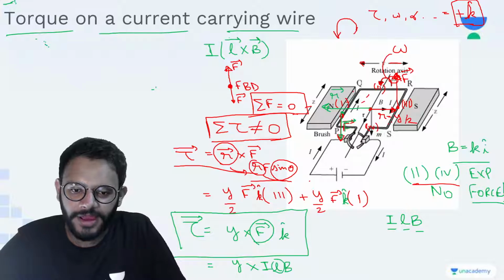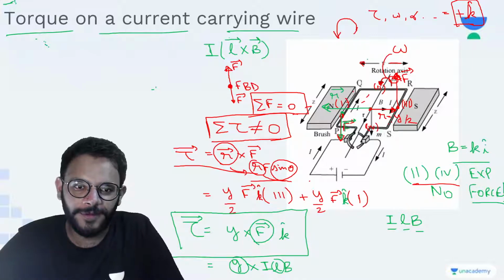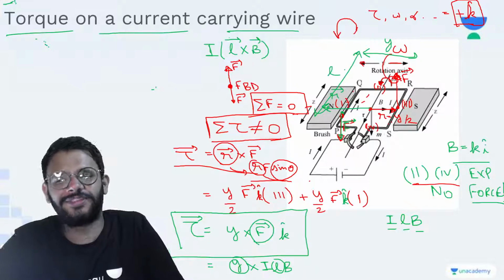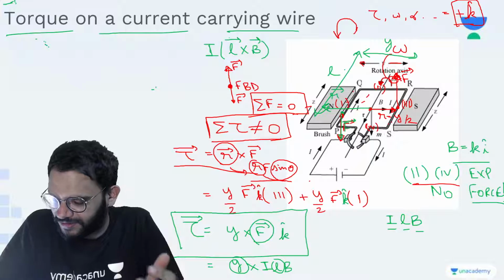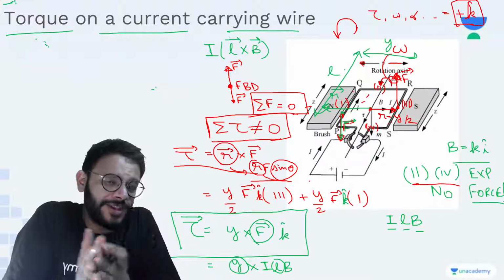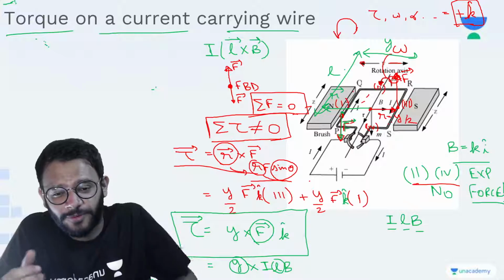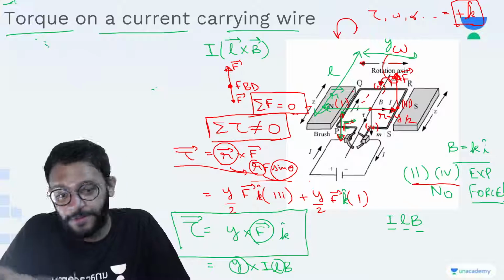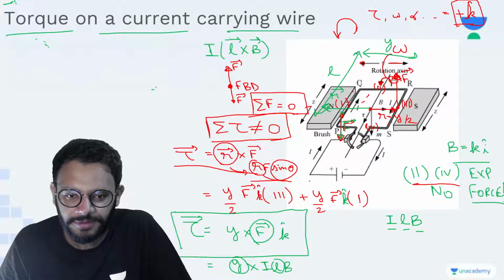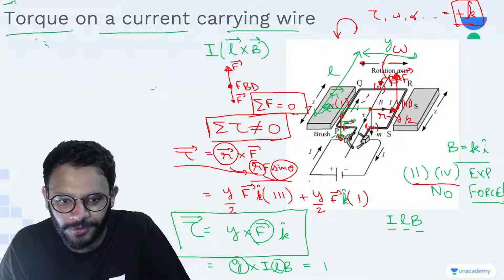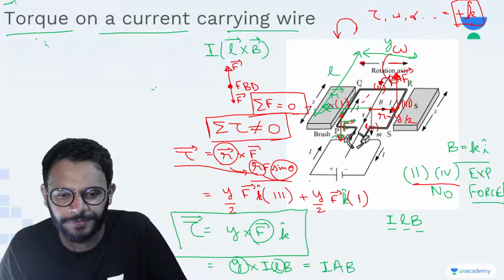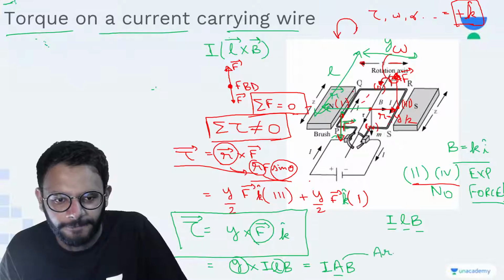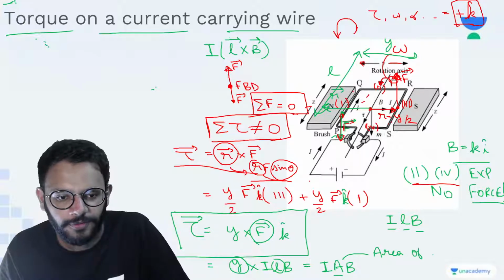And here I can club L and Y. If Y is this distance, L is this distance, this is essentially forming a rectangle with the dimensions L and Y, right? So I got a rectangle with the dimensions L and Y, and multiplying them gives its area, because that's what area is. It's the length into the breadth. And whichever the length and breadth may be, I now know that this is going to give me I times area times B, where A is nothing but the area of my loop.